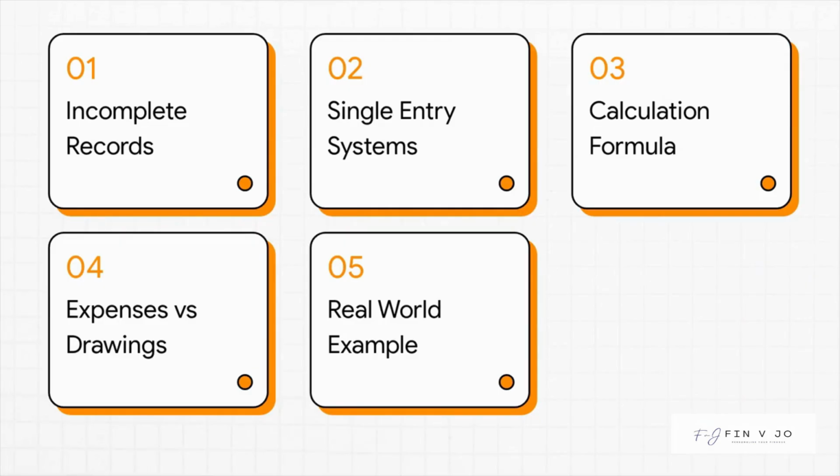Here's our study guide for today. We'll start with the incomplete records mystery, move on to the 3 single entry systems, dive into the profit calculation formula, look at business expenses versus drawings, and finish up with a real-world capital example.